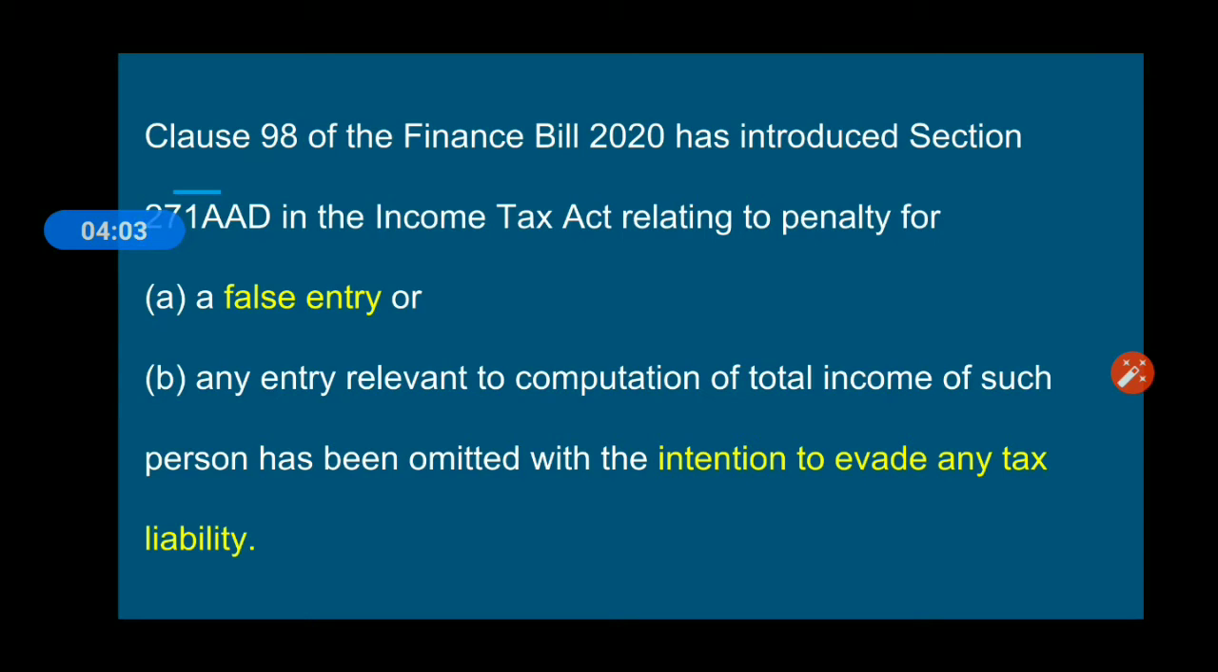Next, under Finance Bill 2020, through clause 98 a section has been introduced, that is 271AAD. This is with respect to the penalty for generating fake invoices. This is for any false entry or any entry relevant to the computation of total income made with an intention to evade tax liability. So if you make any false entries in your books of accounts, or you have done something that is affecting your total income with an intention to evade tax liability, then you are liable for the penalty under income tax.